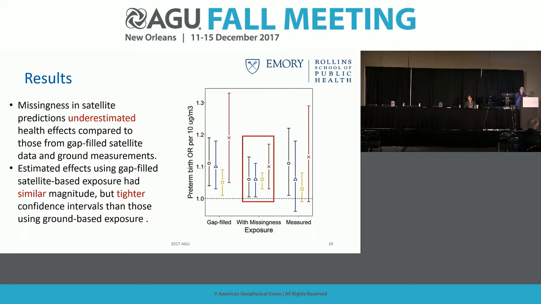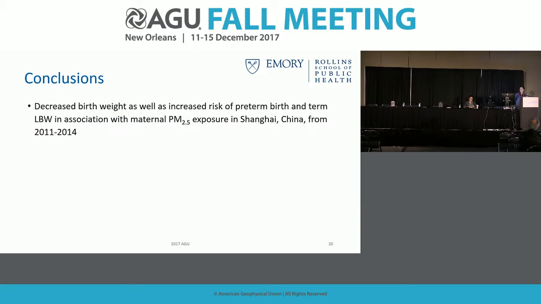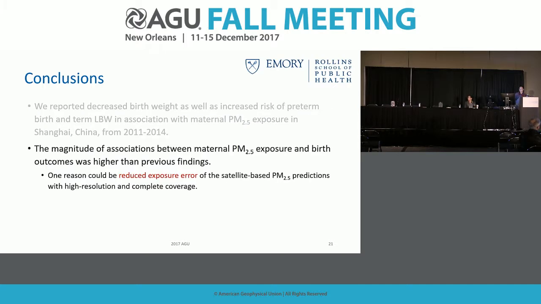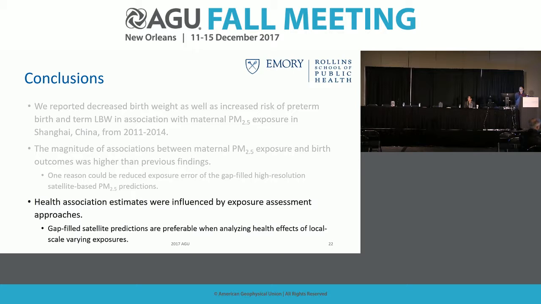And results from the preterm birth support the similar conclusions. So to summarize this study, first we observed adverse birth outcomes in association with maternal PM2.5 exposure in Shanghai. And we noticed that the magnitude of associations between maternal PM2.5 exposure and birth outcomes in this study was higher than previous findings. And one reason could be the reduced exposure error from satellite predictions. And we also find that the health association estimates were influenced by exposure assessment approaches.